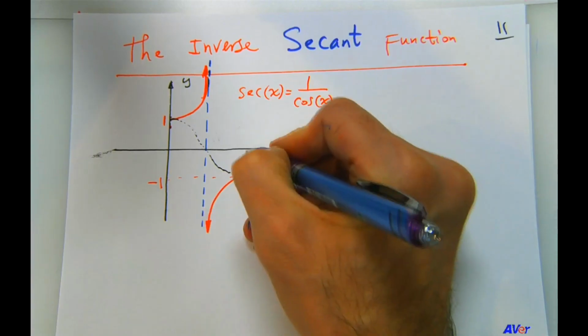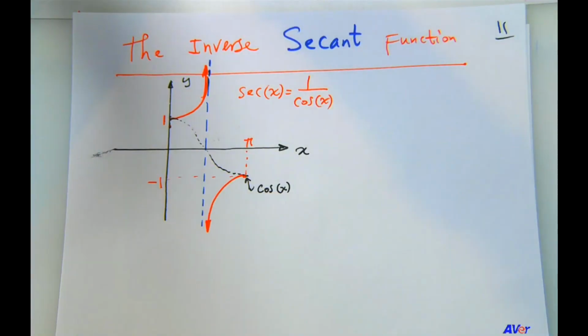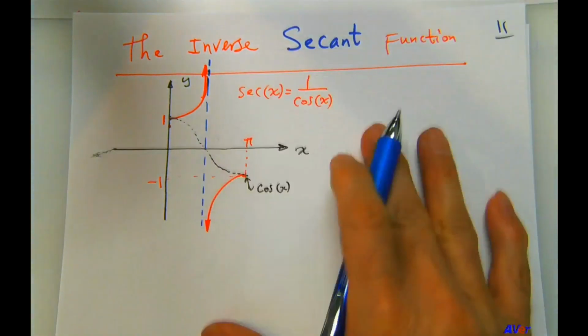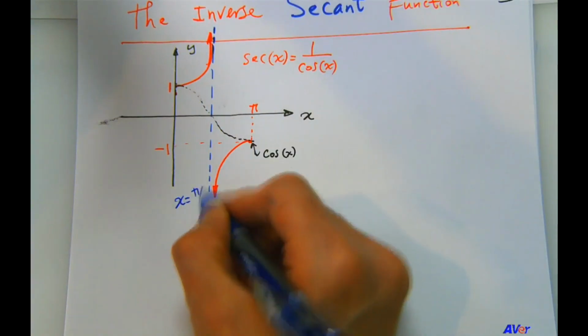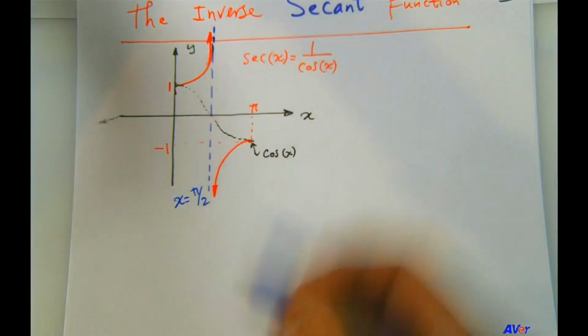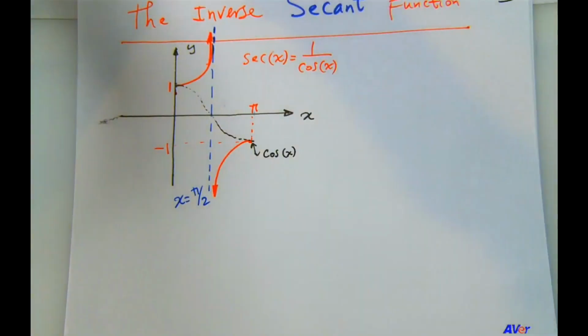And this point is pi. And this line, let me write that. So x equals pi over 2. So the blue dashed line is pi over 2, and this point is pi.